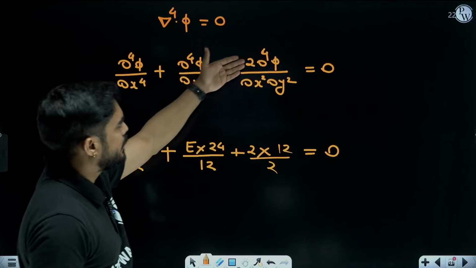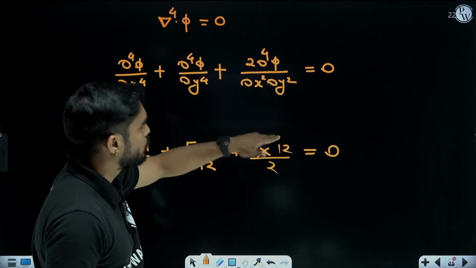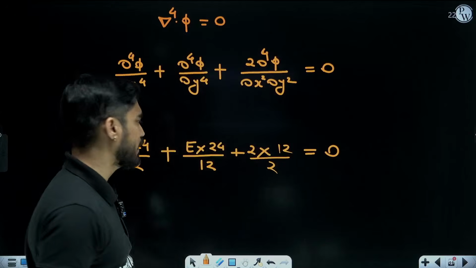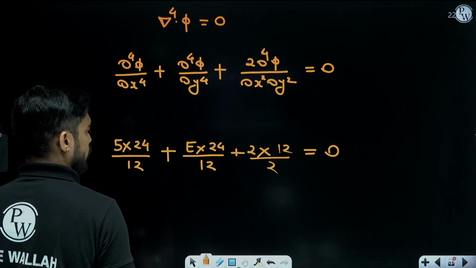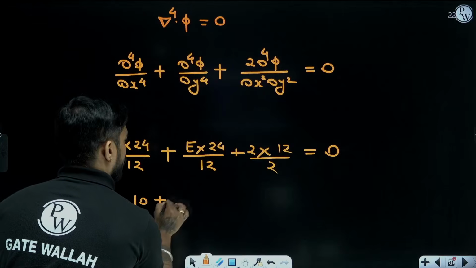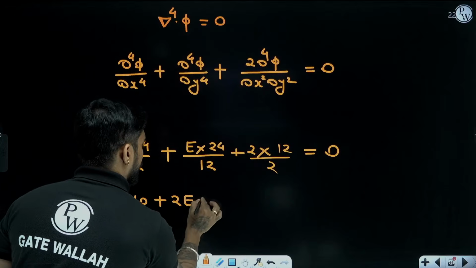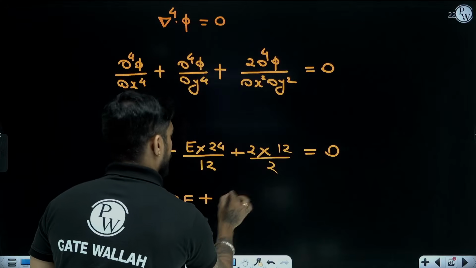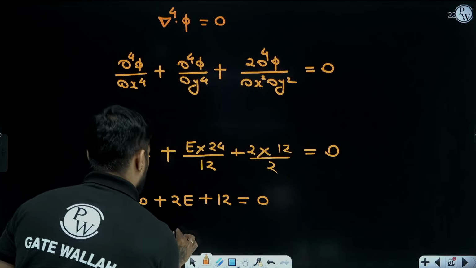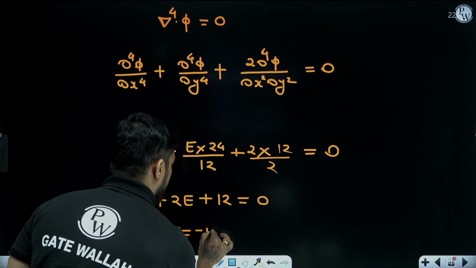If you are not able to do it in your mind, write everything here. Differentiate with respect to x 1 time, then x 2 times, then y 1 time, then y 2 times. You can write everything step by step so that you don't make a mistake. So this will become 10, this will become 2e, and this will become 12. So 22 by 2, e will be equal to minus 11.